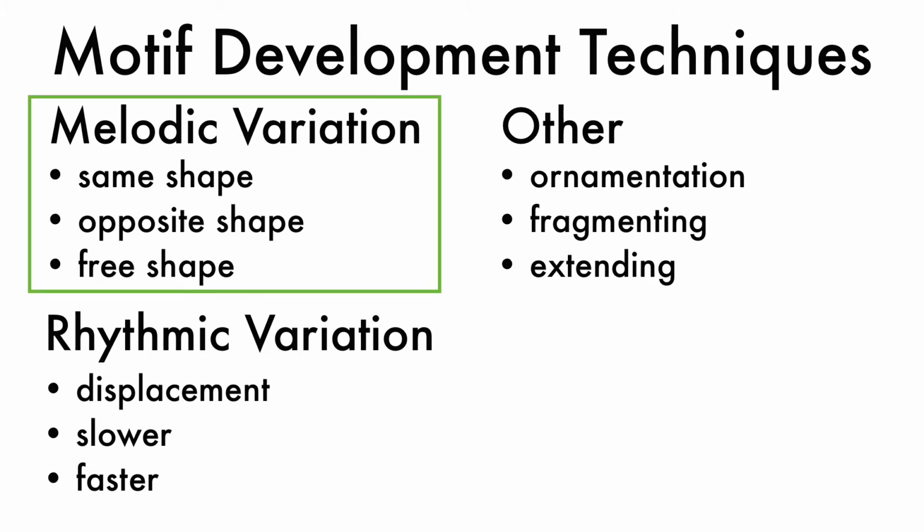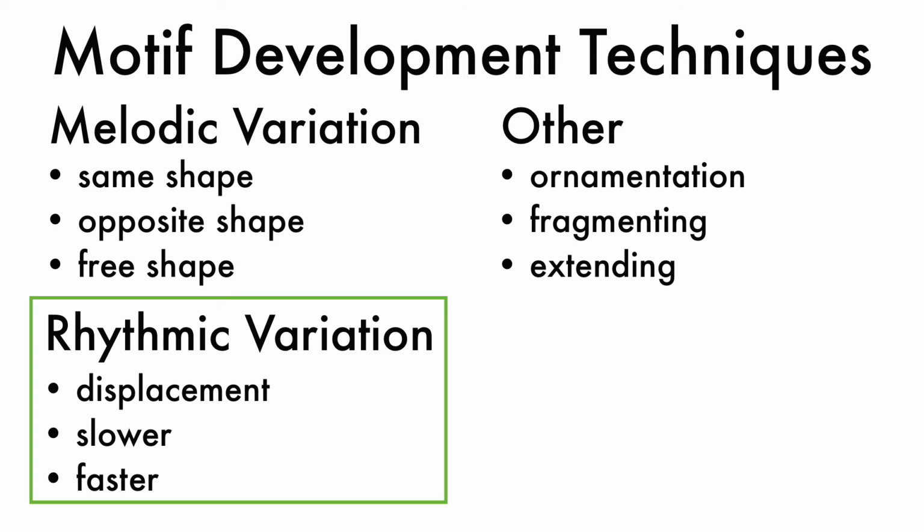With melodic variation, we change the pitches but keep the same rhythm of the motif. And we can do this by using the same shape, such as the descending shape of All of Me but moved higher or lower, or we could use the opposite shape, for example changing that to an ascending 3 notes, or we could use a free shape. Rhythmic variation is the opposite, where we keep the same pitches but change the rhythms. Primarily, we can displace them earlier or later, or make them slower or faster.